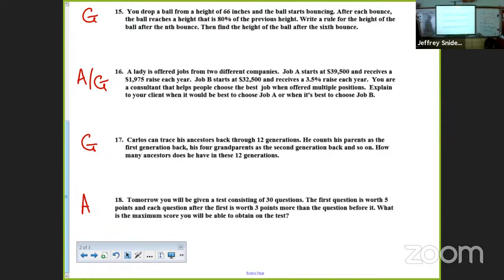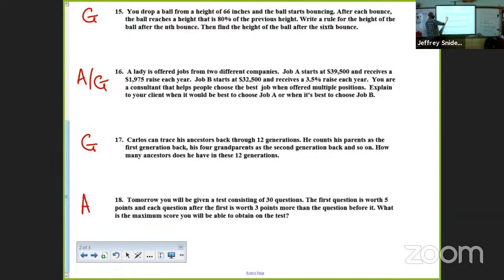Ladies offer jobs from 2 different companies. Job A starts at $39,500 and receives a $1,975 raise each year. Job B starts at $32,500 and receives a 3.5% raise each year. You're a consultant that helps people choose the best job when offered multiple positions. Explain to your client when it would be best to choose job A, or when it would be best to choose job B. Okay, so let's think about this.